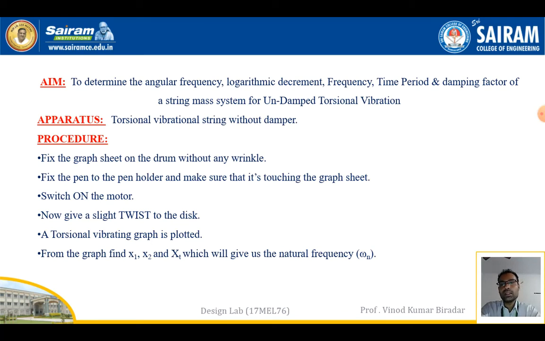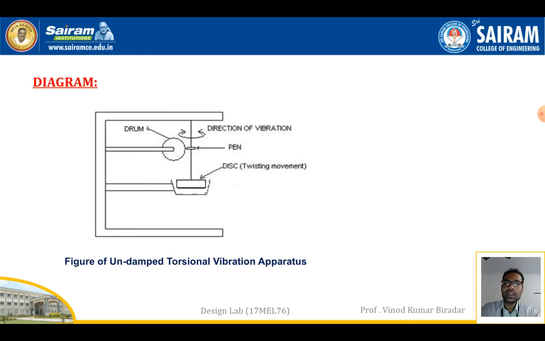Here the apparatus is the same: torsional vibration string without damper. Where the damper is, we used oil before, but here we are not using any damper, so we consider the apparatus as a string without a damper. This is the diagram, and the same diagram will be there.